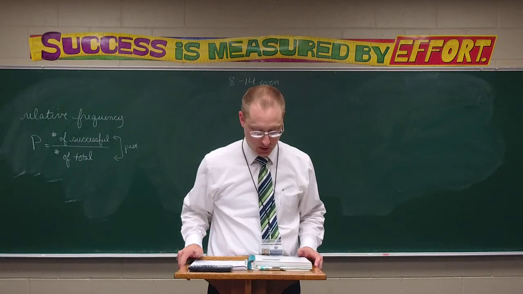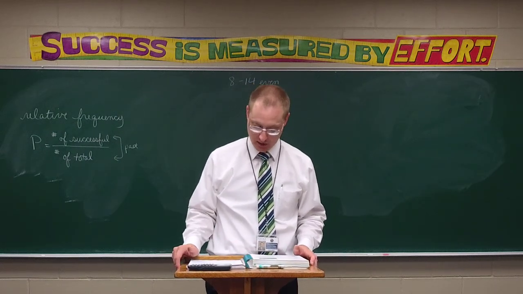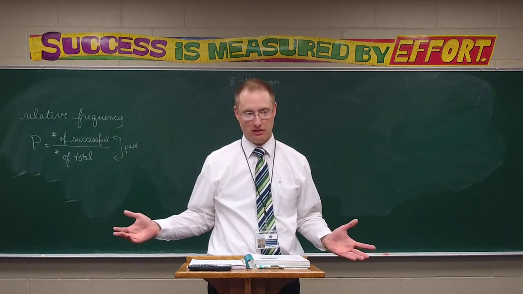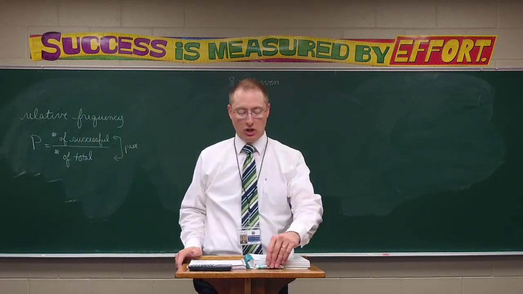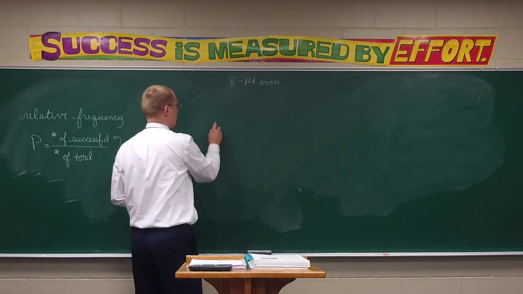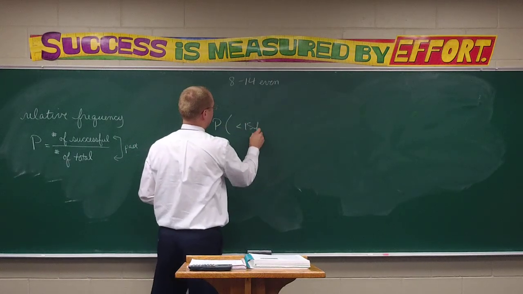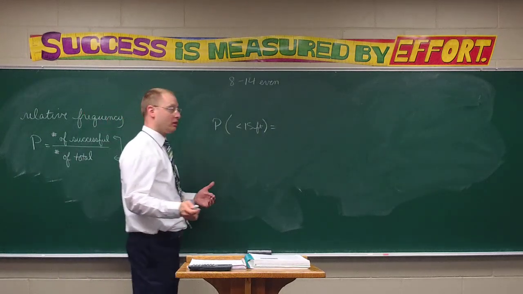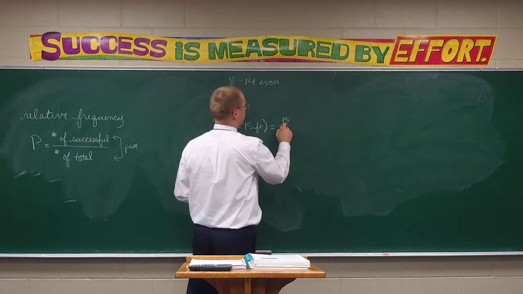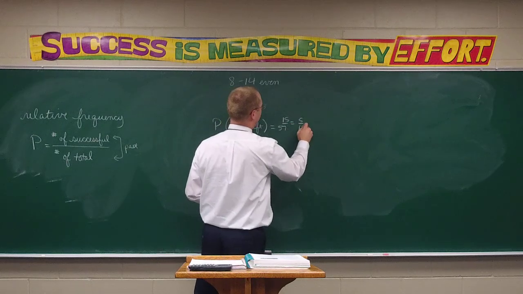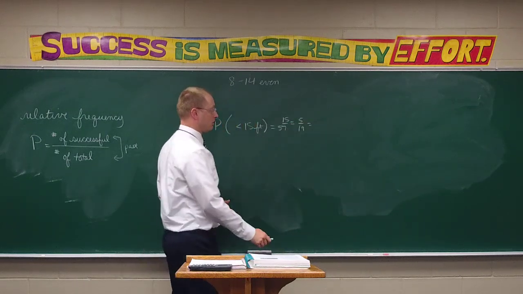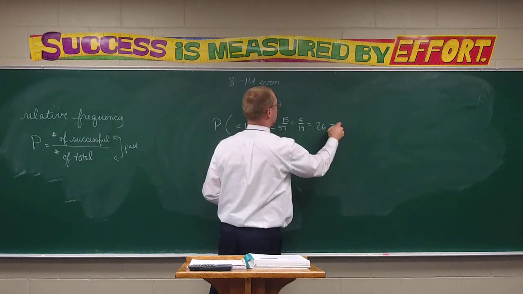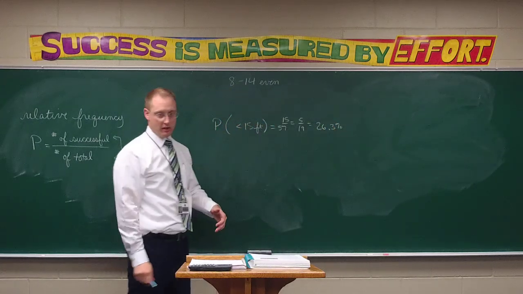State the number of successful outcomes for jumping less than 15 feet. Well, how many times did she jump less than 15 feet, class? 15 times, right? So what is the probability that she jumps less than 15 feet on her long jump? Class? 15 to 57 becomes 5 to 19, or as a decimal, what is it? 26.5%. Right. Questions on that one there?